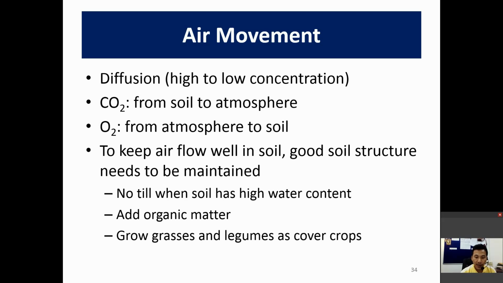Also grow some grasses and legume plants as cover crops, so that way they can keep the soil structure very good, and release some polysaccharide as a cementing agent to help the soil particles form soil aggregates and eventually have a lot of pores, in terms of really good pore size distribution, so that water and air flow very well in the soil system, and that keeps the soil system really good for plants and for us as well.